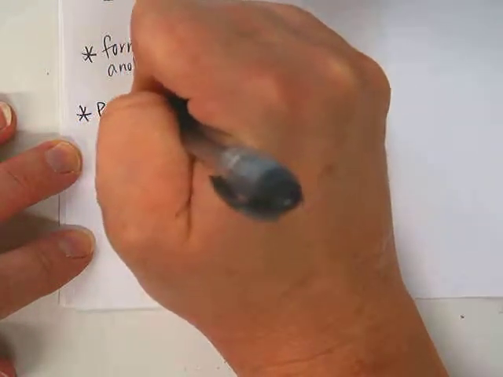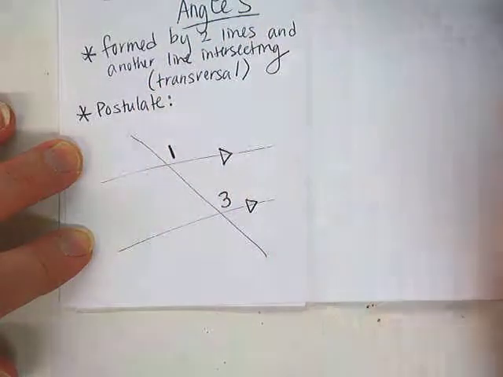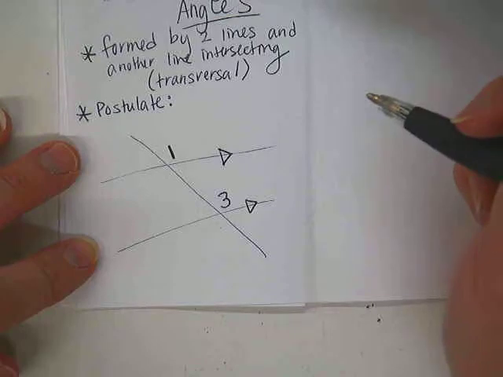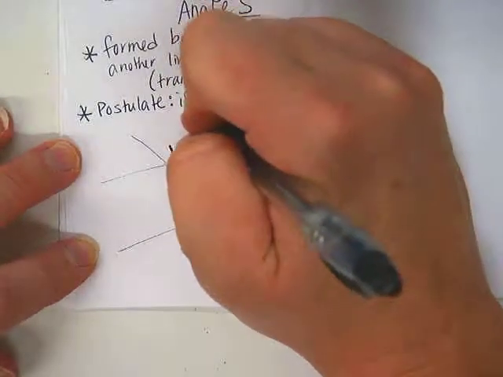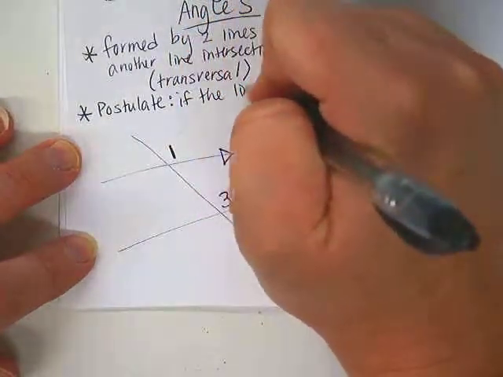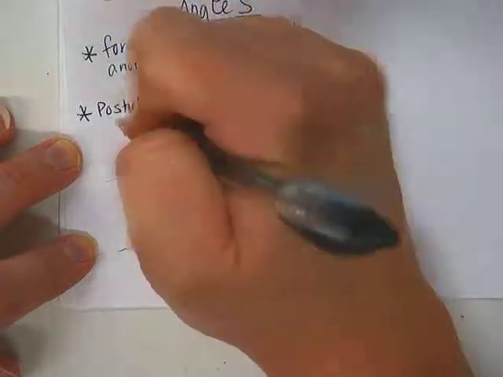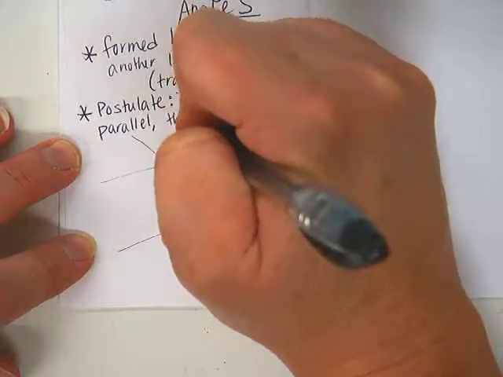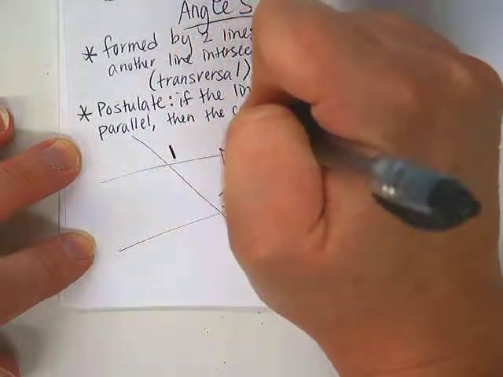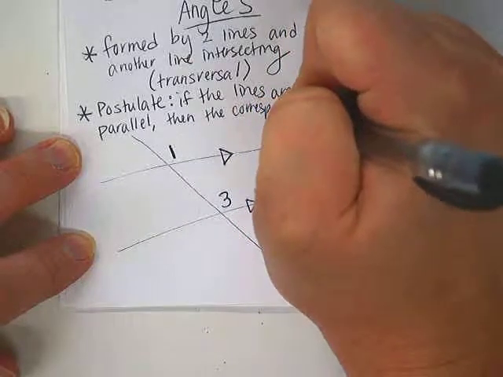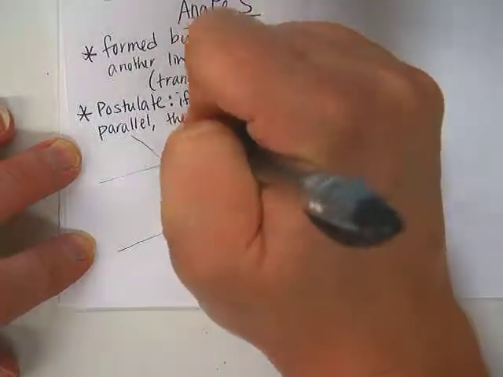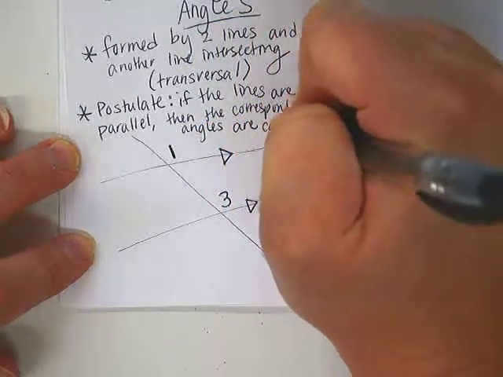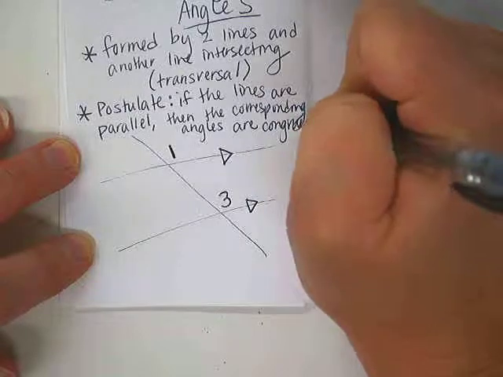We have a postulate to learn. Remember how a postulate is a statement about something in geometry or other math that is obviously true. Okay, our postulate says if the lines are parallel, then the corresponding angles are congruent.